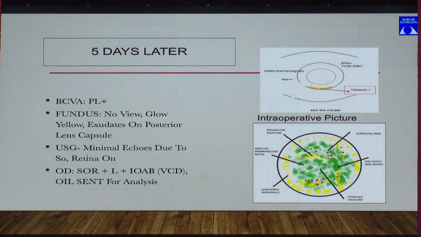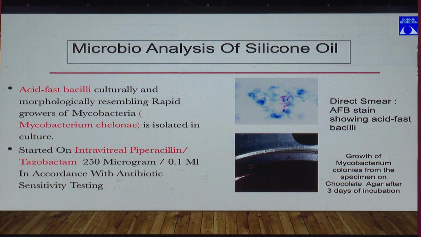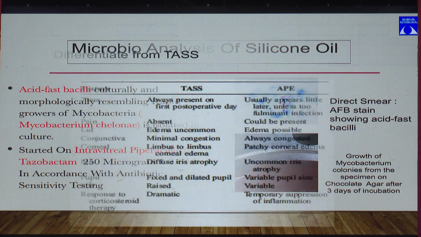Patient came 5 days later with a drop in vision. Vision is only PL PR. We took up for surgery, removed oil, and the retina was very much necrotic. The silicone oil itself showed the presence of Mycobacterium chelonae. This is one of the rapid growers Mycobacterium that are known, and we had to start the patient on multiple therapy for the same according to the antibiotic sensitivity.